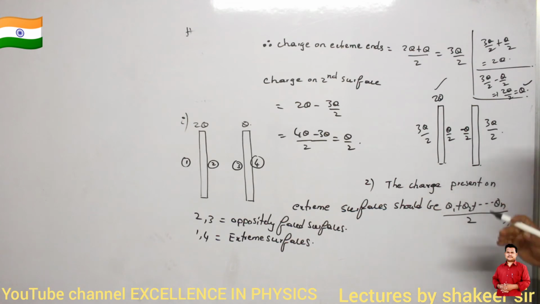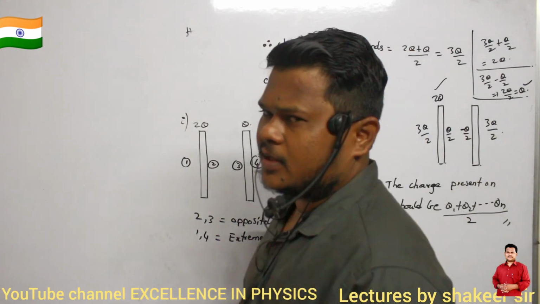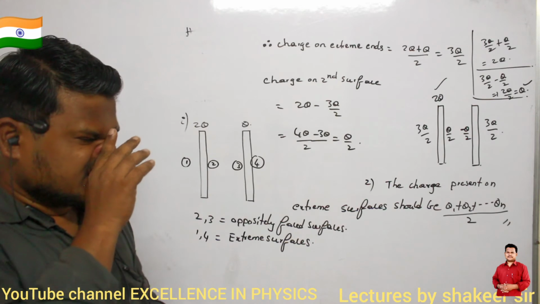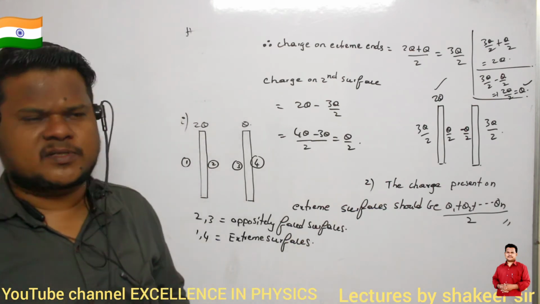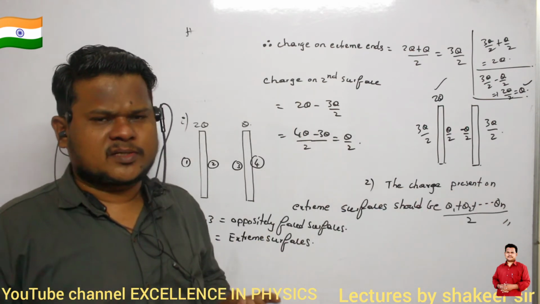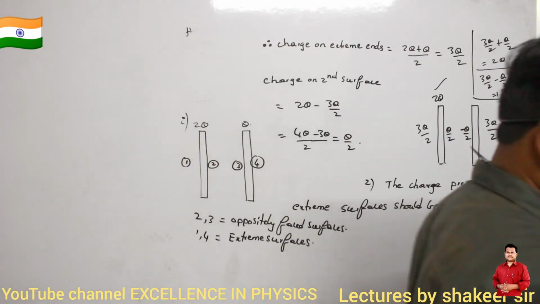So these are the two conditions based on which we can solve the problems, and this distribution is based upon the law of conservation of charge. Clear? So this charge distribution is based on which logic? Law of conservation of charge. What is meant by the law of conservation of charge? Total charge always remains constant. Clear? Come on, make a note of this one.